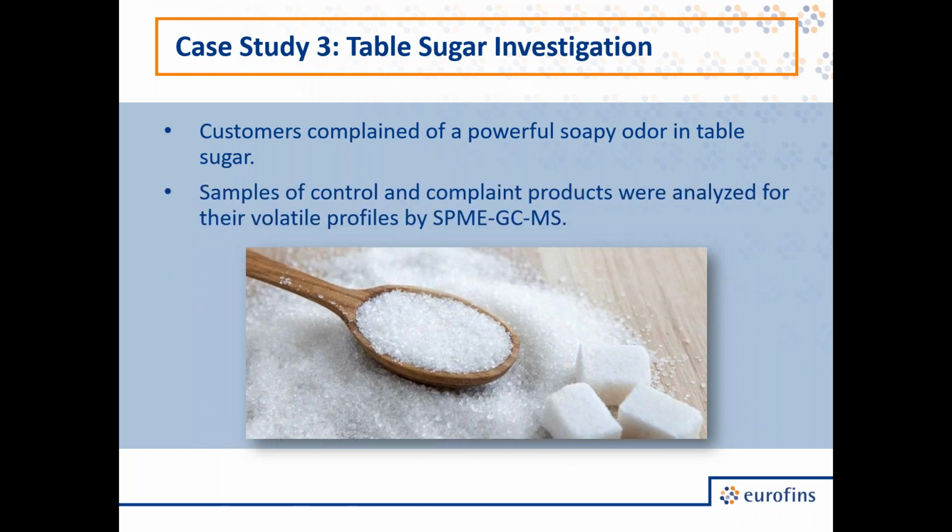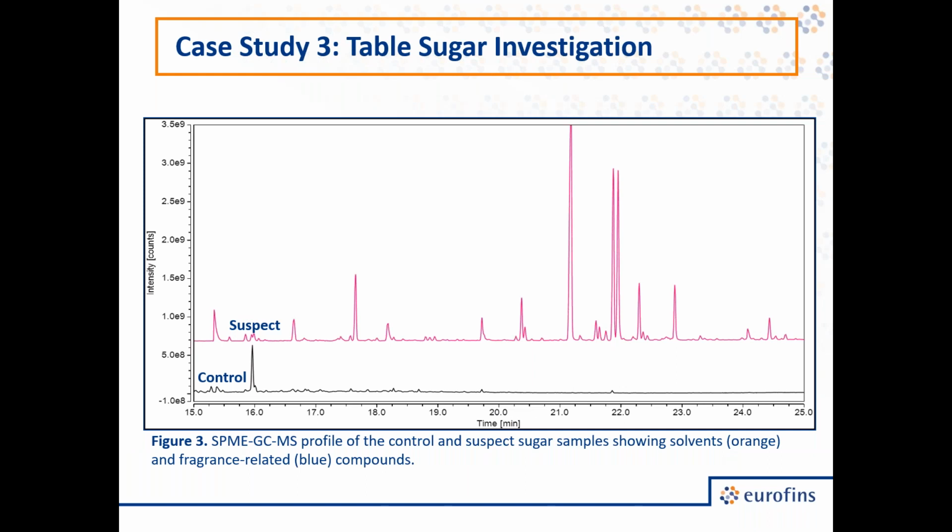We analyzed both the control and the complaint product for their volatile profiles by our SPME-GC-MS approach. On this slide, I have the chromatograms of the control sample on the bottom in black, and the complaint sample, or the off-odor sample, in pink on the top. As you might expect, in the control there weren't very many peaks. That is, there wasn't a lot of volatile compounds associated with this product. However, when we looked at the suspect sample, we saw a variety of peaks indicating the presence of components that were not in the control.